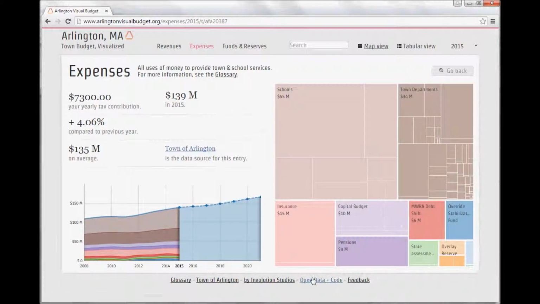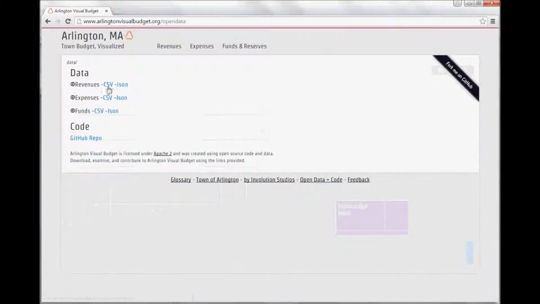Finally, if you're a code jockey, you can get this whole Visual Budget program from its public repository. Visual Budget is being offered to the world at no cost as free, open source software, and has been adopted already by more than a dozen other cities and towns across the country.